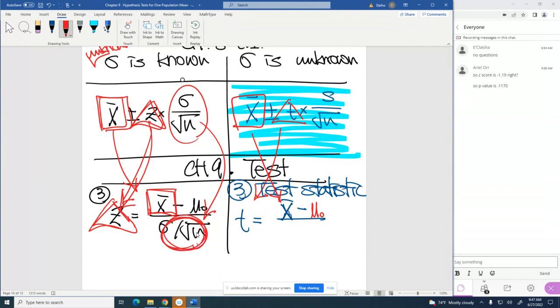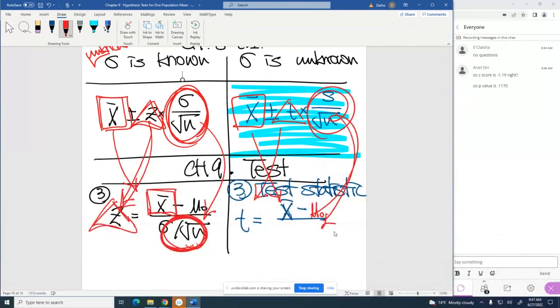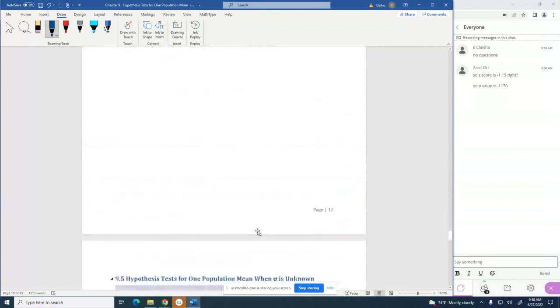The denominator, the second part, is exactly the same thing. What's the difference? Now we don't have sigma, but we have a substitution. We substitute with the S. But we need a t-table, and we are going to have a t-score. That is the only difference. Please look at this.